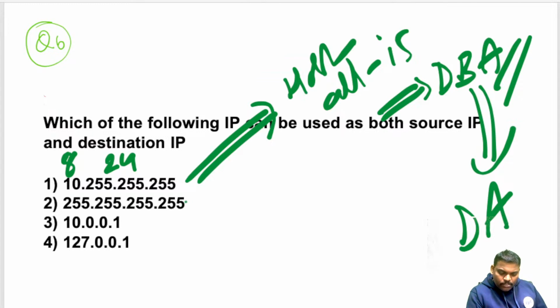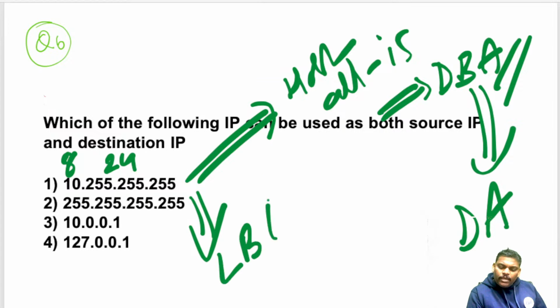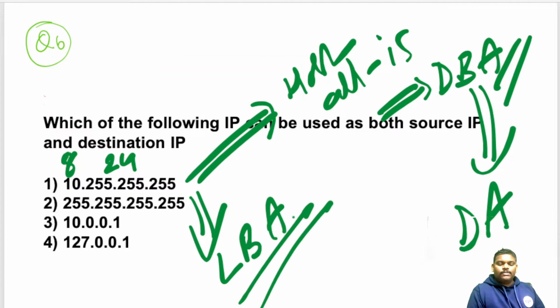Now see this one. Whatever the class may be, if all bits are ones, this is called LBA, limited broadcast address. It is an indication to send to everyone within the network you are in. That is called limited broadcast address. This is also used as a destination address.